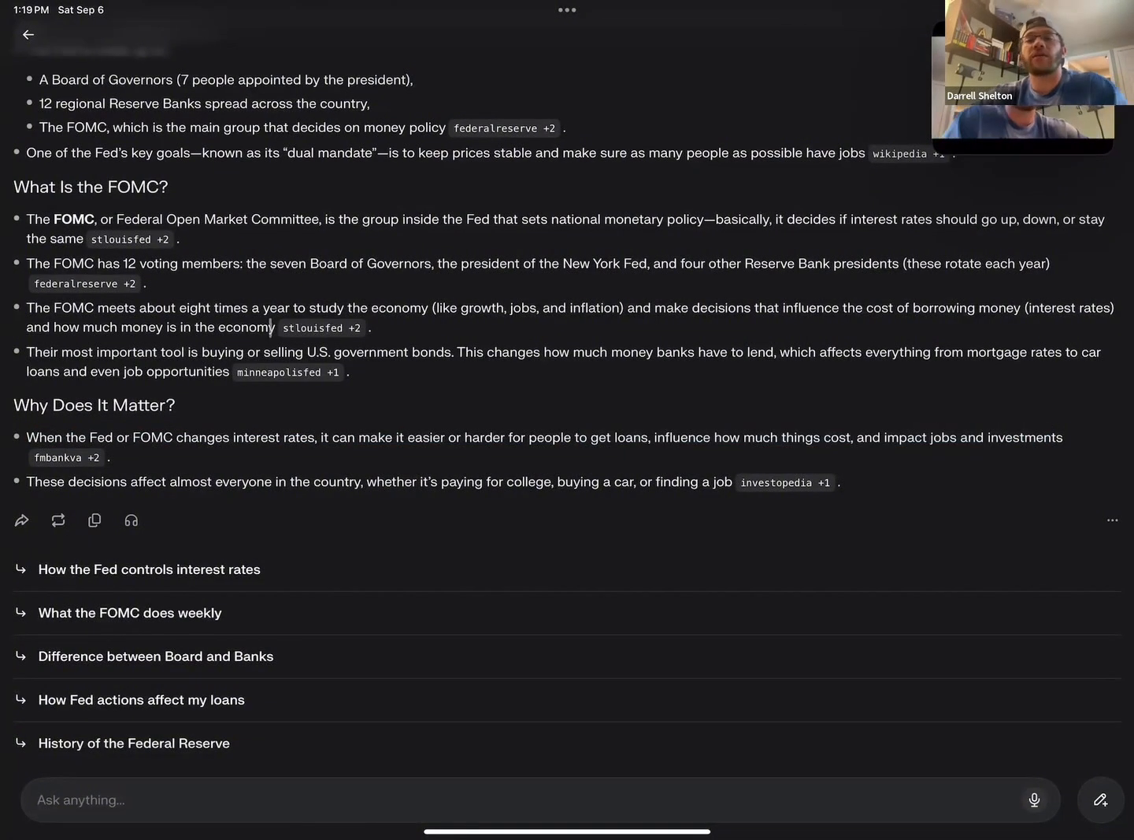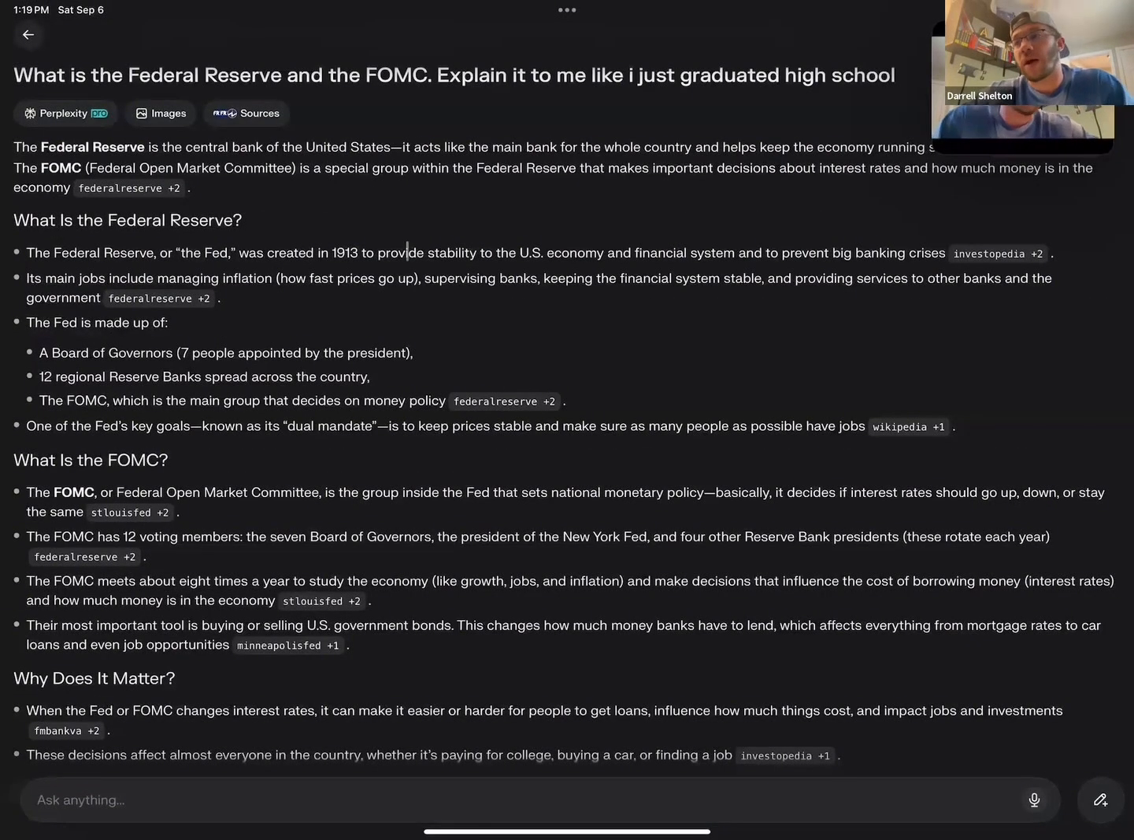Another big part is that the FOMC meets 8 times a year, and they make decisions that influence the cost of borrowing money. This is when they make those interest rate decisions. These 8 times a year, they're either raising, holding, or cutting rates. The chairman of the Federal Reserve right now is Jerome Powell. So if you ever see us talk about Jerome Powell, that's because he's the one everybody's watching when he gets in front of the podium and makes any type of economic announcement.